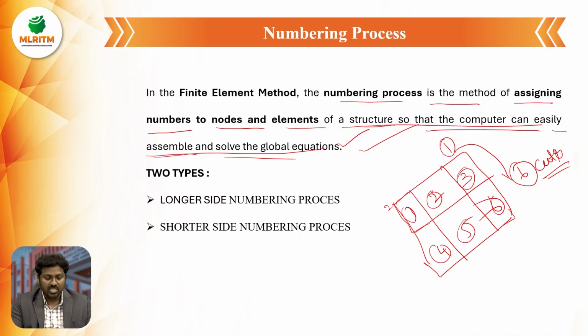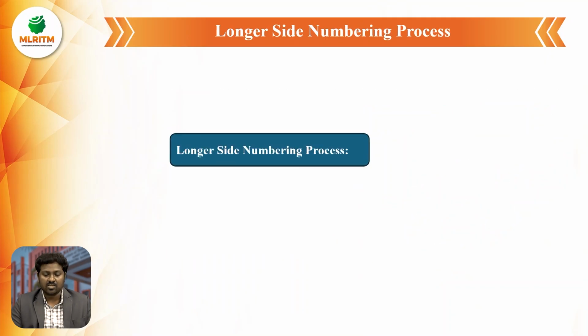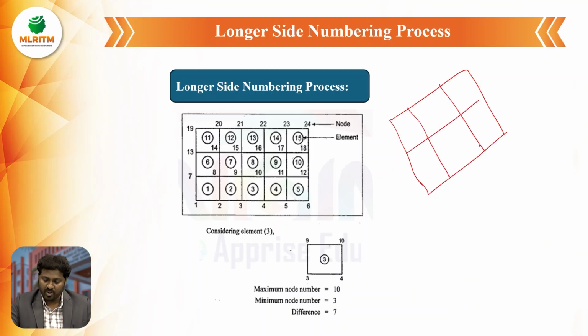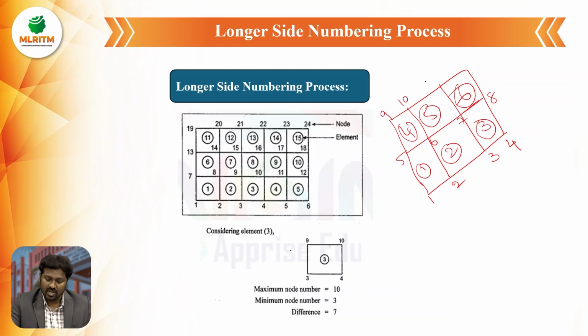In this way we have two types of numbering systems, the longer side numbering process and the shorter side numbering process. Coming to the first one, the longer side numbering process. For example, I am taking a rectangular section. We have divided it into 4 parts, so this is 1, 2, 3, 4, 5, 6, so it can be divided into 6 elements. I am giving the longer side numbering system 1, 2, 3, 4, again 5, 6, 7, 8, 9, 10, 11 and 12.